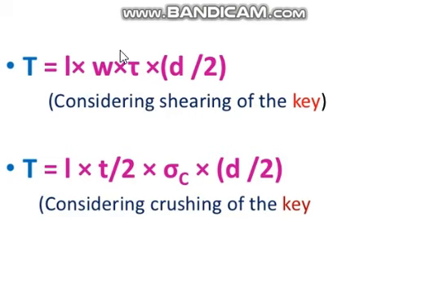T is equal to L into W, which is the area of failure in shear, into shear stress into D by 2. This is the equation we consider when the key is shearing. When it is getting crushed, the area is L into D by 2, and crushing stress into D by 2. This can be used as sigma CR for crushing, but normally the stress we take here is compressive stress only, sigma C. Either you call it sigma CR or simply sigma C, it doesn't matter.